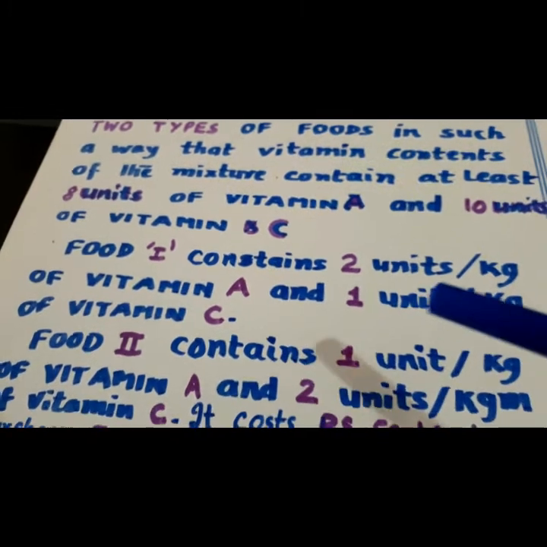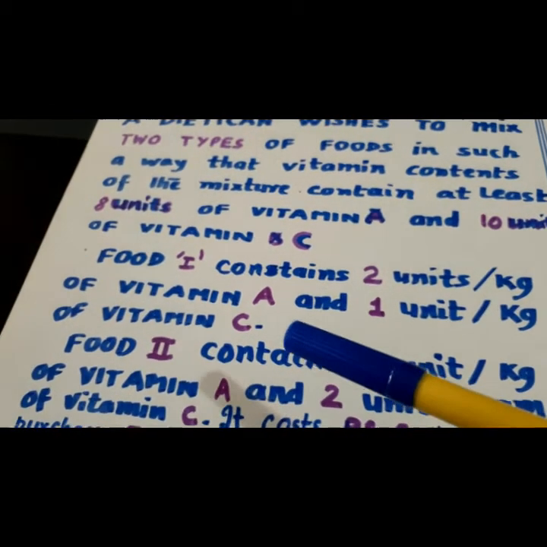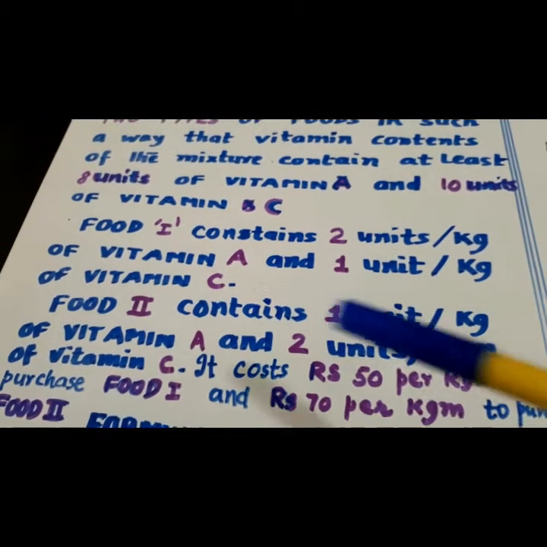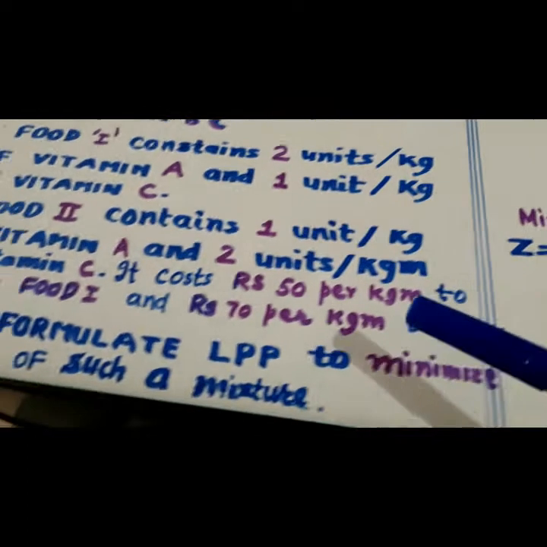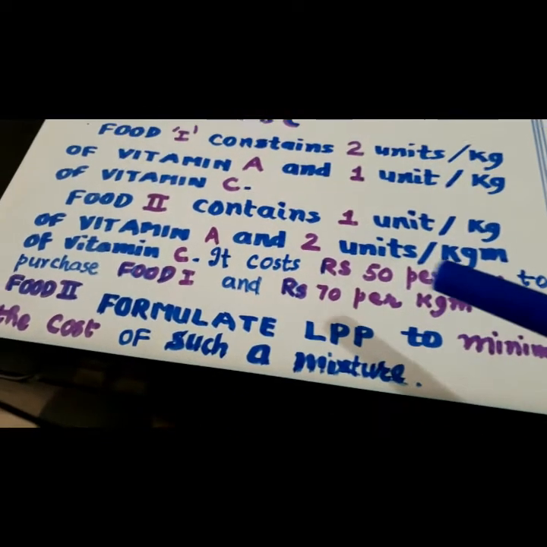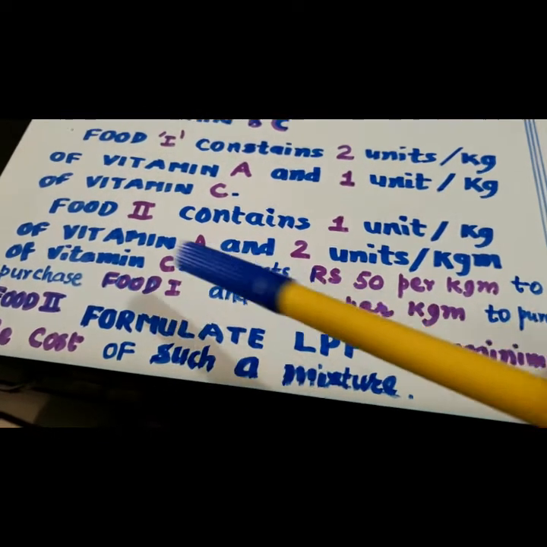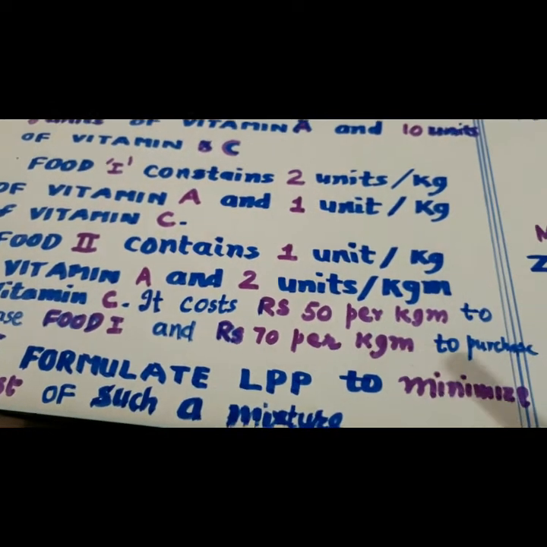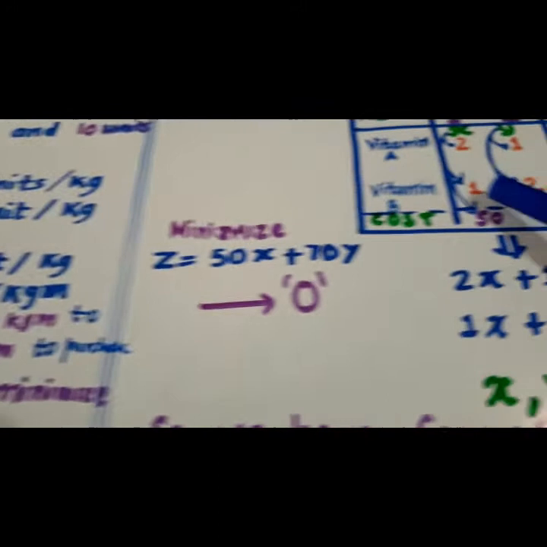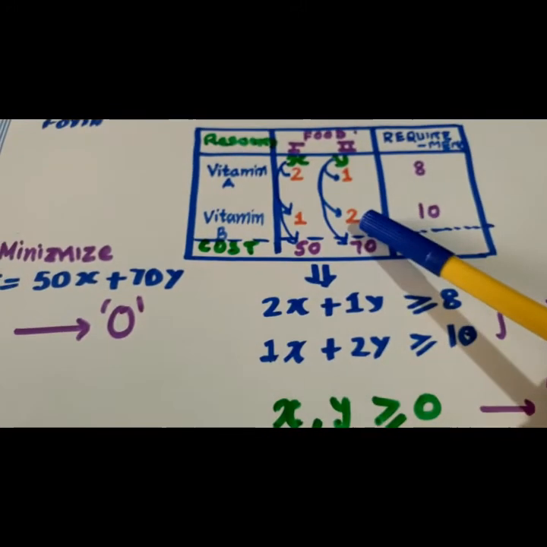Food 1 contains 2 units per kg of vitamin A and 1 unit of vitamin B. Look here, this is 2 and 1. Next, food 2 contains 1 unit of vitamin A and 2 units of vitamin B per kg. This is 1 and 2.